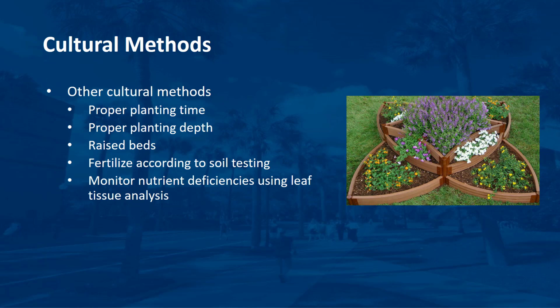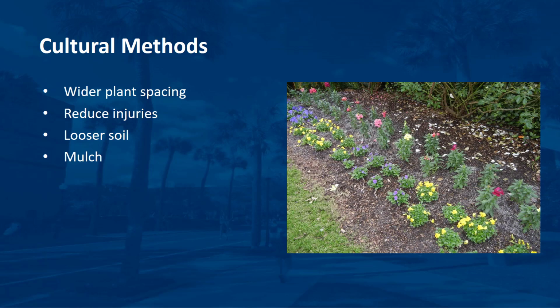For annual ornamental gardens, fertilizer should only be applied after the soil has been tested to determine which nutrients are deficient. For perennial ornamental beds, palms, and fruit trees, use appropriate slow-release fertilizers and monitor for nutrient deficiencies based on the symptoms and leaf tissue analysis. Knowing the site's disease history can help with planting decisions.